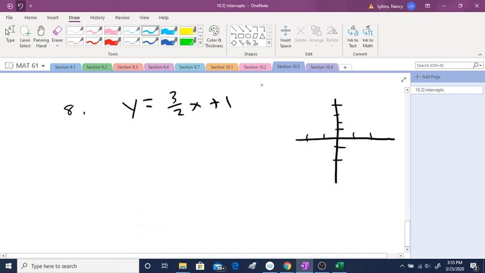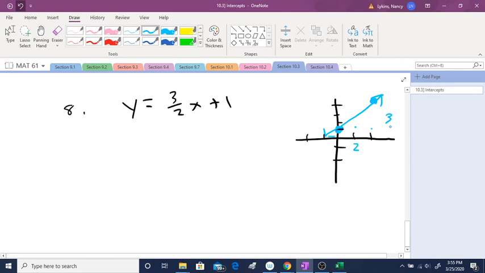And finally, there's my 1, up 1. The 3/2 means I go over 2 and up 3. This is my over 2, up 3.